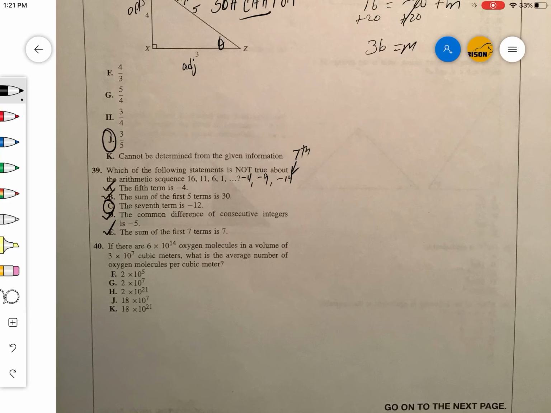Number 40. If there are 6 times 10 to the 14th oxygen molecules in a volume of 3 times 10 to the 7th cubic meters, what's the average number of oxygen molecules per cubic meter? Okay, so here's the thing. The top number is how many there are in total, and the bottom number, the second number, is how many cubic meters you got. If you want to know per 1 cubic meter, you just got to divide them.